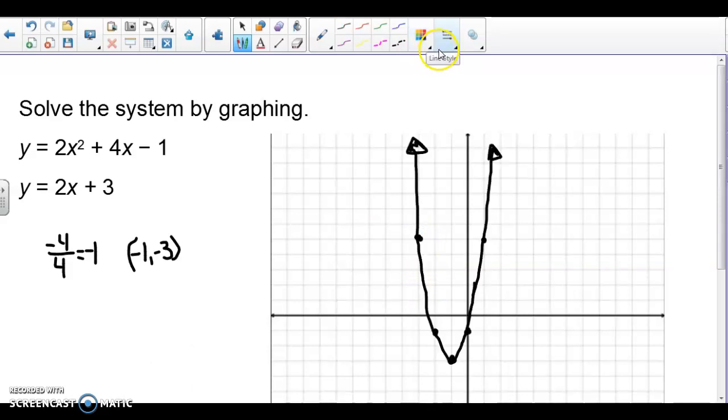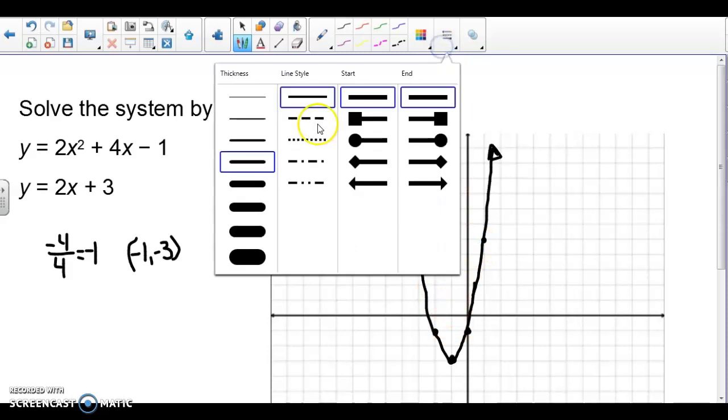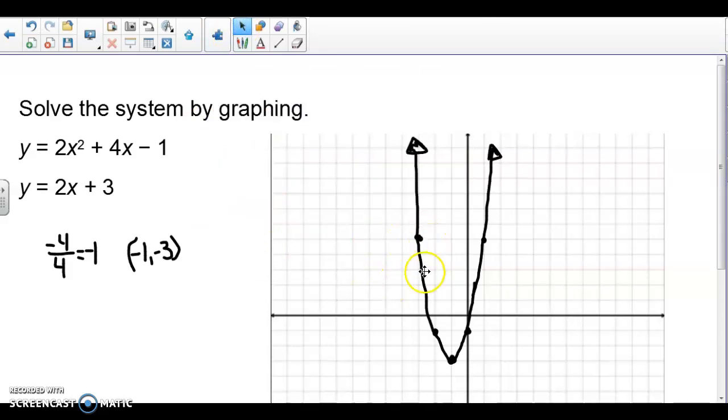All right, I went ahead and graphed it so you didn't have to painfully watch me try to graph that. I also made my points a little bit bigger because it's important to see exactly where this intersects. I want to make sure my points are nice and big for where the graph is going to intersect the other one. Now I'm going to graph the linear function.